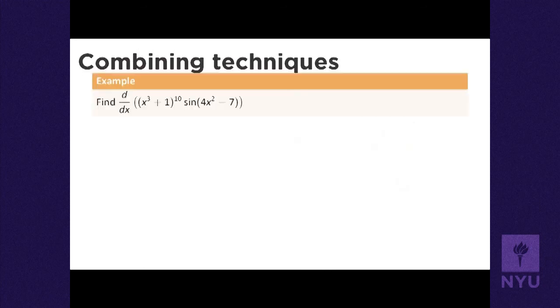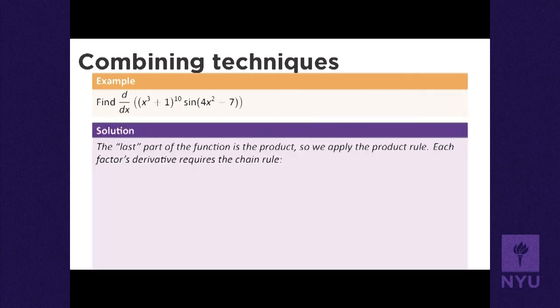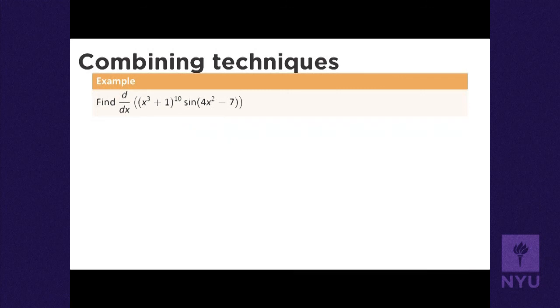All right? So if you had a function like this, x cubed plus 1 to the 10th power times sine of 4x squared minus 7, what rule would you use first when finding the derivative of this function? Product rule, because we are taking the product of two functions. The last thing we're doing is we're multiplying the function x cubed plus 1 to the 10th power times the function sine of 4x squared minus 7.